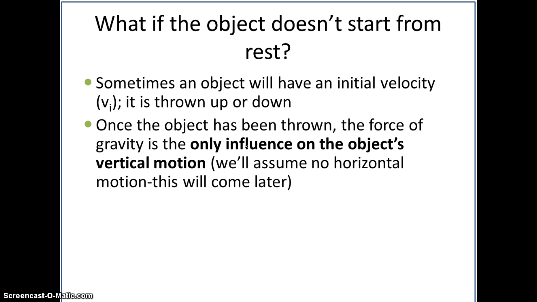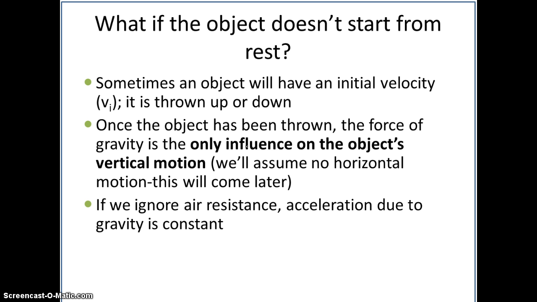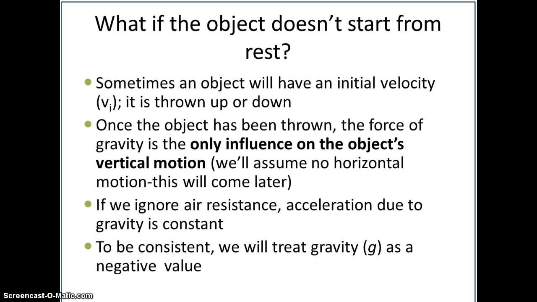But after being thrown, gravity is the only force. Gravity is the only thing that changes the vertical motion. Because there's no air resistance, we're going to ignore it. We say that the acceleration of gravity is constant. We call it negative because Earth pulls everything down. Gravity's downward, so we make that a negative value for the acceleration: negative 10 meters per second squared.